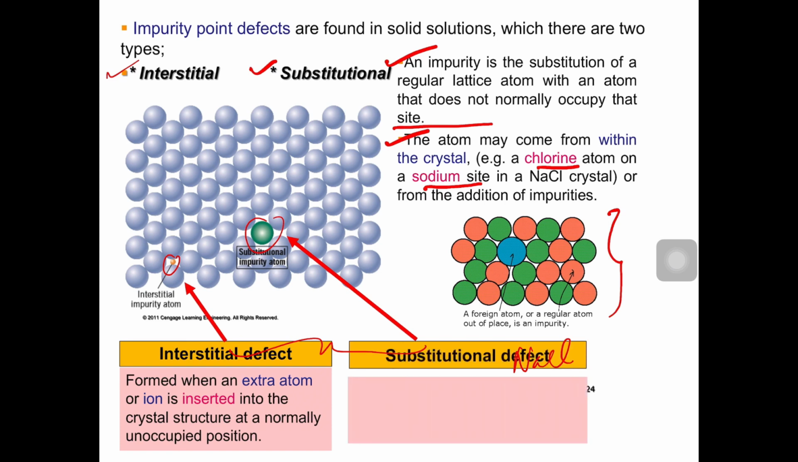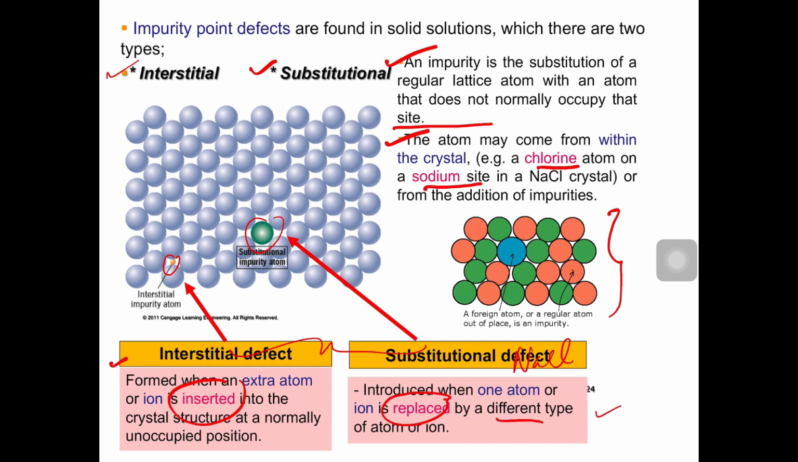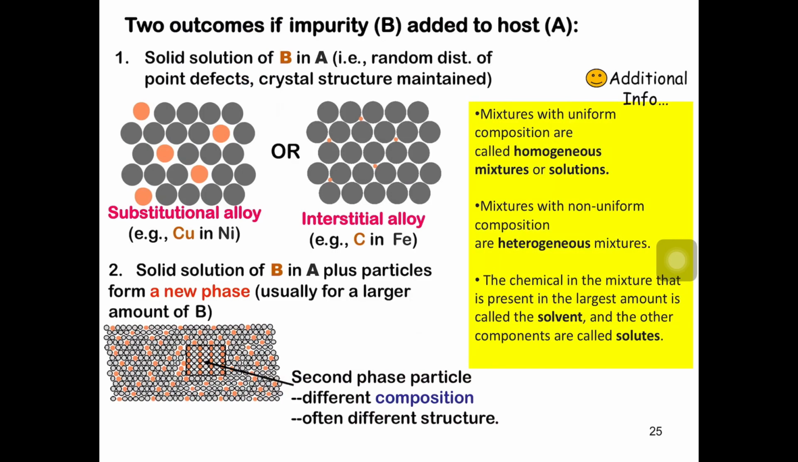Okay, for the interstitial defects, what happens is that the defect forms when an extra atom or ion is inserted. The keyword is inserted. Substitution happens when one atom or one ion is replaced by a different type of atom, from another material or another atom.